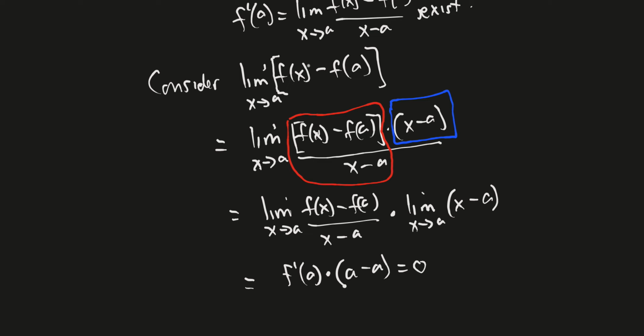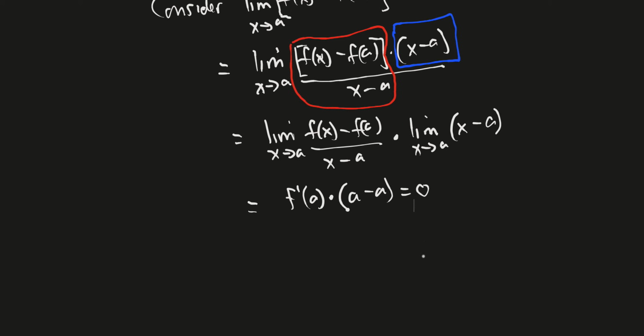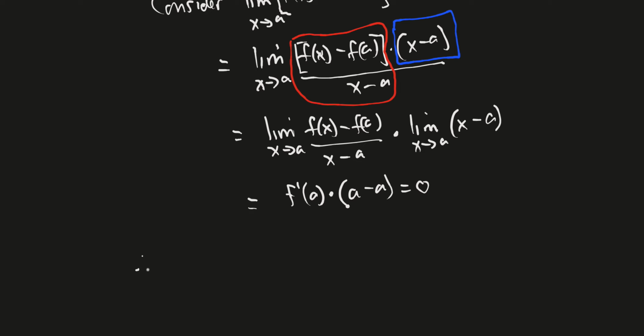So look at what we started. We've shown that, under the assumption that the limit of our difference quotient exists, the limit of this is equal to 0. So let's summarize those three lines. Therefore, the limit as x approaches a of the quantity f of x minus f of a is equal to 0. But again, let's use our limit properties.